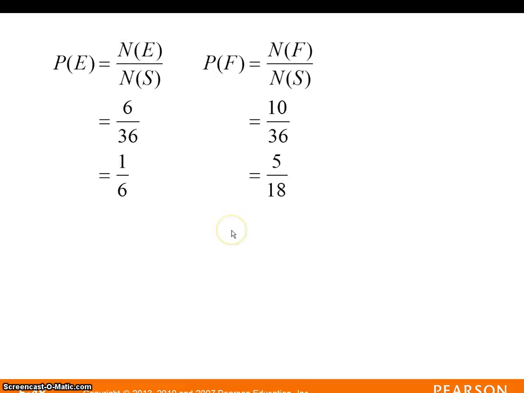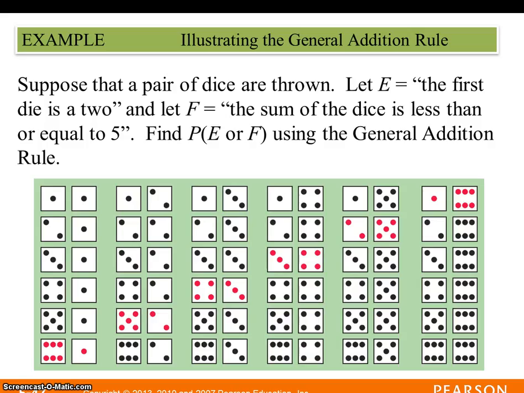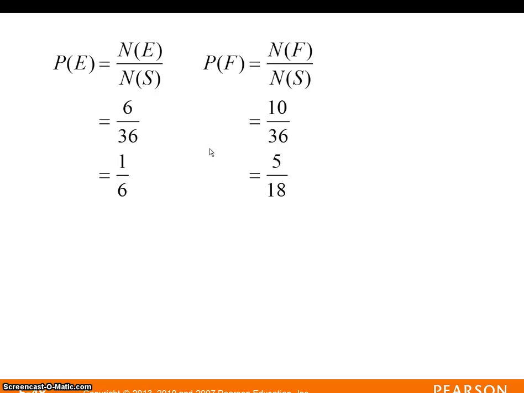And then the probability of F would be that you roll a sum of 5 or less, right? So if you look at this, the total number of outcomes with a sum of 5 or less would be like this one, and I guess this would be another one up here. If you count them, there's a total of 10 of those, so that will give you 5 out of 18 if you reduce that fraction.